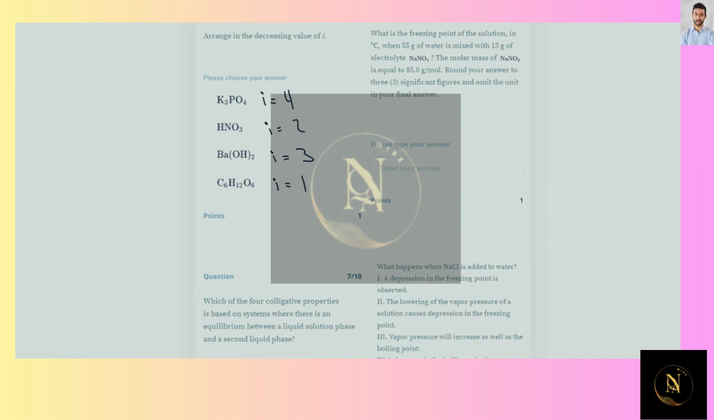Next up, we want to know what is going to be the freezing point of the solution in degrees Celsius when 55 grams of water is mixed with 13 grams of the electrolyte sodium nitrate. For this compound, the value of i is going to be equal to 2. So the change of the freezing point is going to be equal to minus 2 times the freezing constant for water times the molality of the solution. This is going to be the freezing point depression. The value for Kf in the case of water is going to be equal to 1.86. So the only information that we are missing is going to be the molality of the solution. This is 1.86 degrees Celsius divided by molality units.